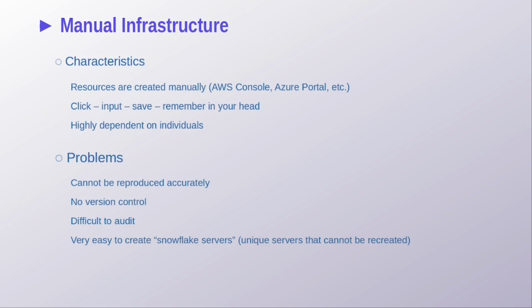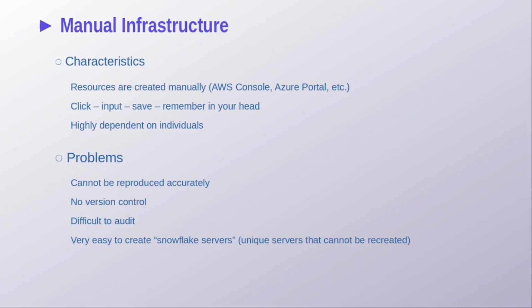Manual infrastructure. First, let's talk about manual infrastructure. This is the traditional way. Manual infrastructure means you open the AWS console or Azure Portal or Google Cloud UI. Then you click a button, fill a few input fields, and press create. Everything looks simple. Many teams start like this.